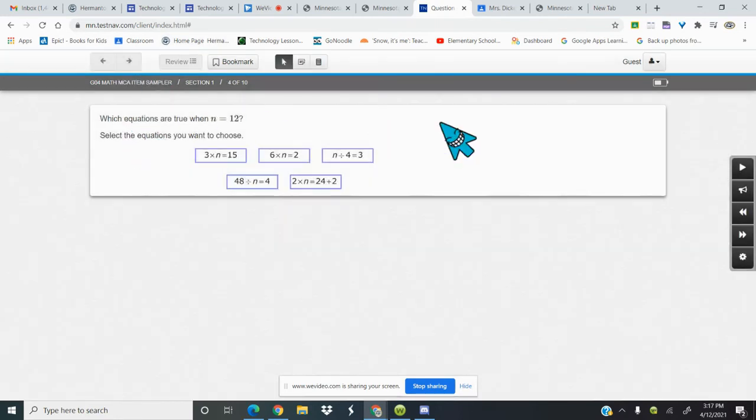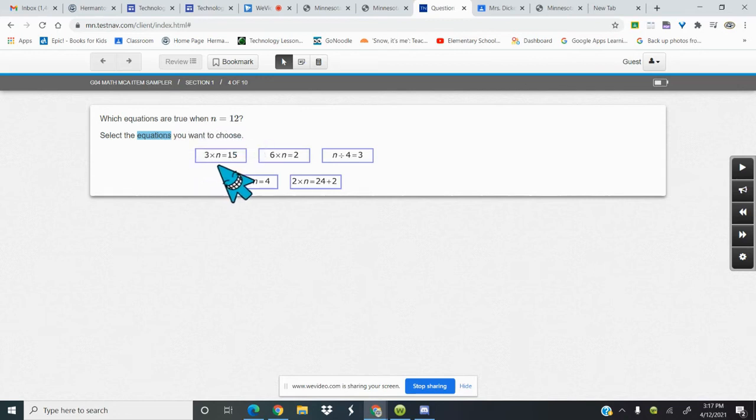All right, which equation? I'm going to play it. Here we go. Which equation? Okay, the trick here is you have to select the equations you want to choose. So there's more than one answer. Tricky word again. So equations, I'm going to highlight this. There we go, equations.